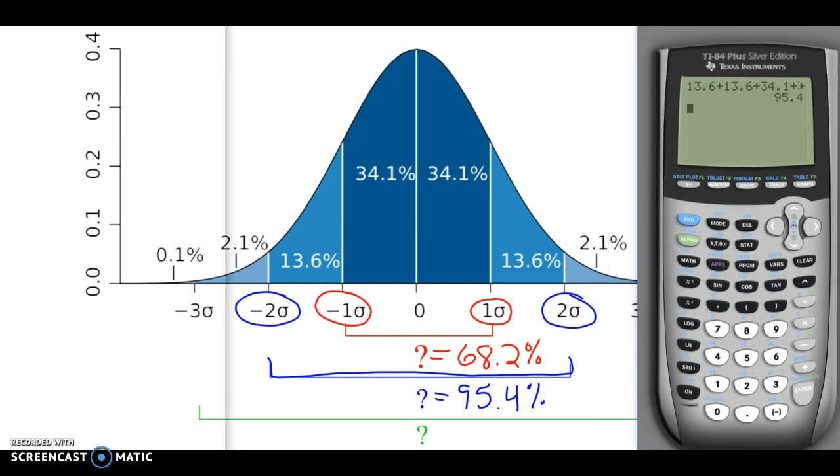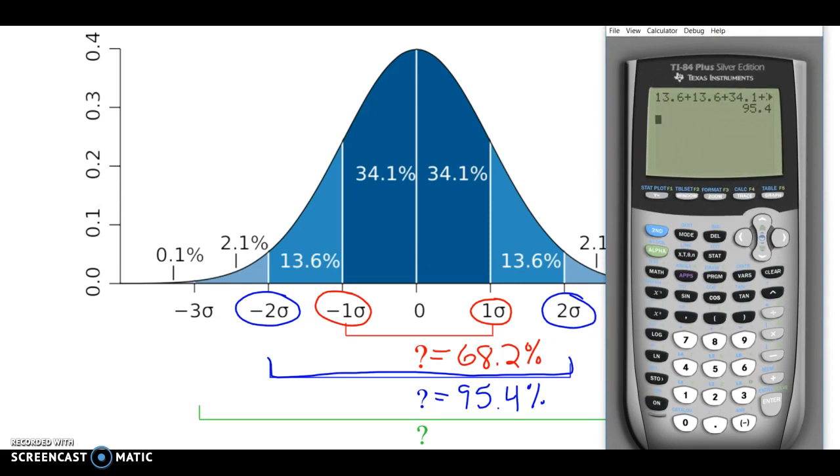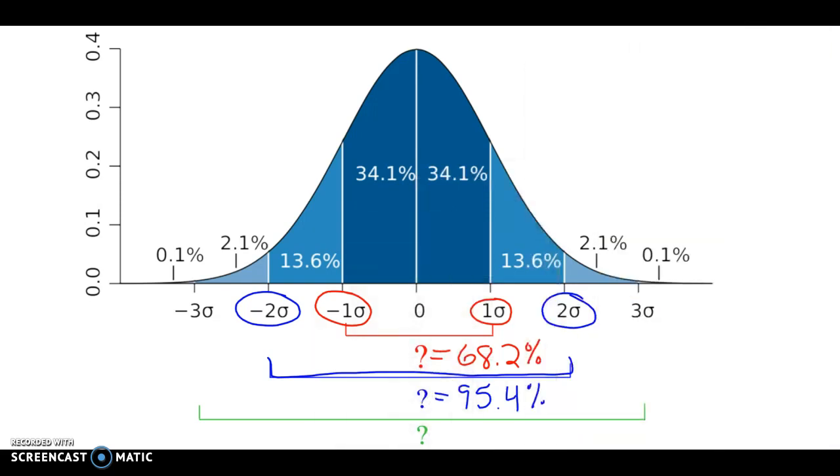Now, what's the most standard deviations we can have? Yeah, there's only 3. And that's the way it is. There's only 3 standard deviations ever. So from 95.4, add on the 2.1% on both sides. So now we're all the way up to 3 standard deviations. What do we get? 99.6, yeah.